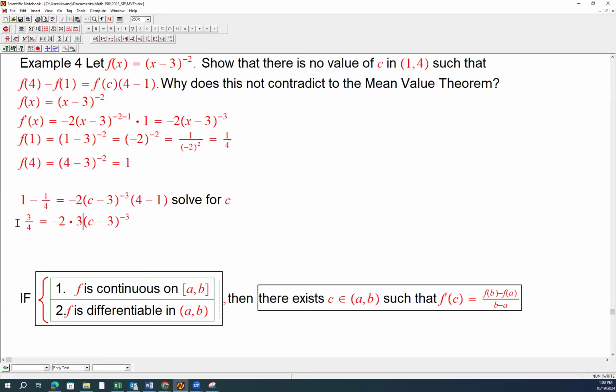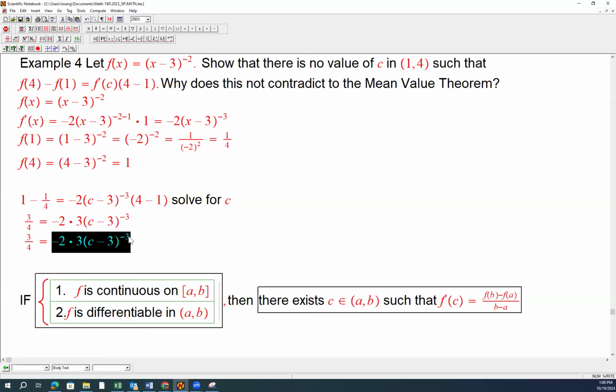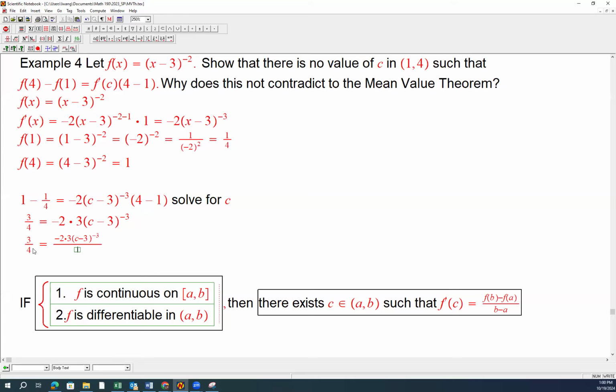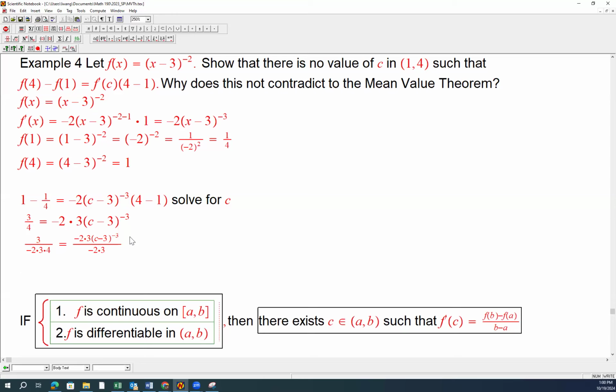So I'm going to divide both sides by negative 2 times 3. I'm going to do this on the other side, dividing it. So you can see 3 and 3 would reduce. Now you know why I do that, right? So now the right-hand side would just be c minus 3 to the power of negative 3.